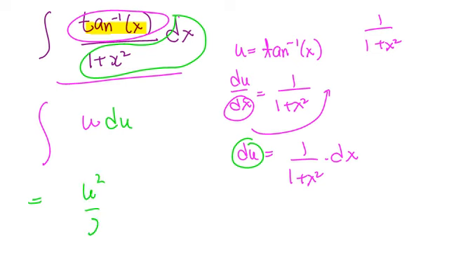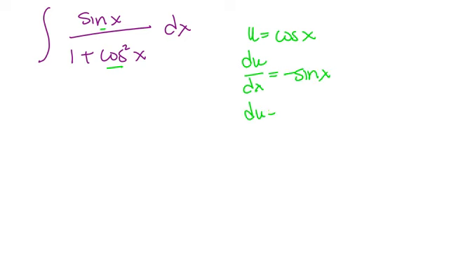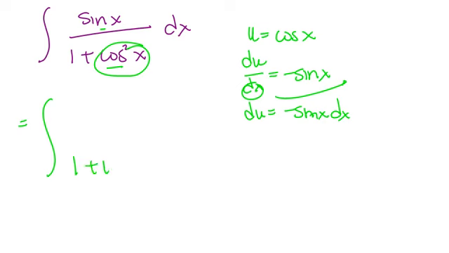Here we go with this one. I've got a sine here and I've got a cos. So if I let u equal cos x, let's see what happens. So du by dx equals negative sine x. That means du is equal to negative sine x dx. So just moving this over to the other side. All right, now let's see if I can make a replacement for everything. And my replacement, this is going to be u squared.